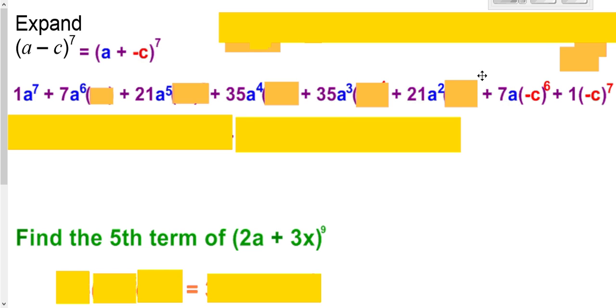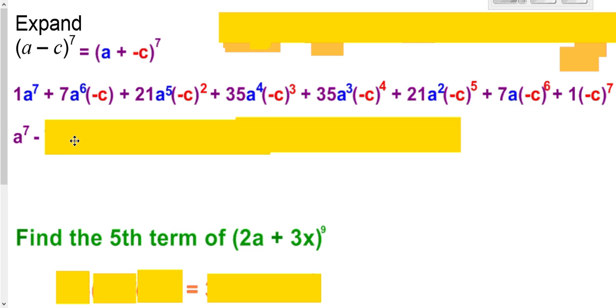Negative c to the 6th, negative c to the 5th, negative c to the 4th, negative c to the 3rd, negative c to the 2nd, negative c to the 1st. Then we want to go ahead and work this out. 1 times a to the 7th is just a to the 7th. Now, my negative c times my 7a to the 6th is really just a negative 7a times c.